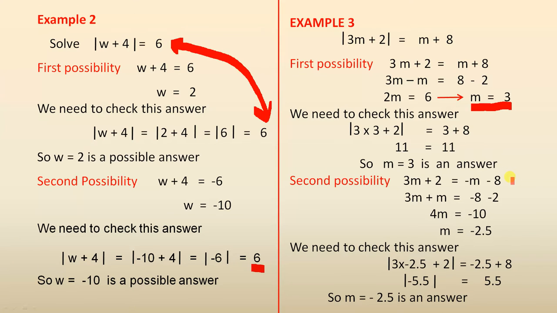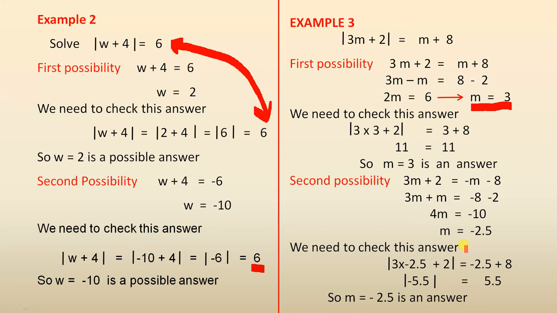Second possibility, if 3m plus 2 equals minus m minus 8, we do our normal manipulations. 3m plus m equals minus 8 minus 2. So 4m equals minus 10. So if we divide both sides by 4, m is minus 2.5.